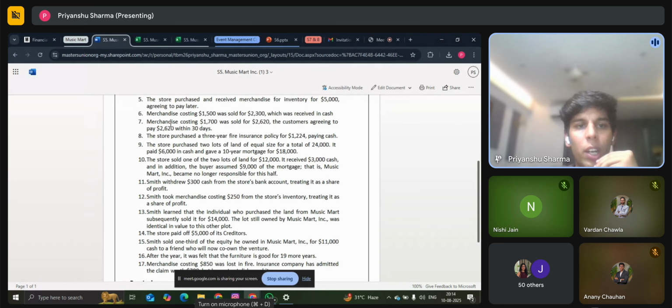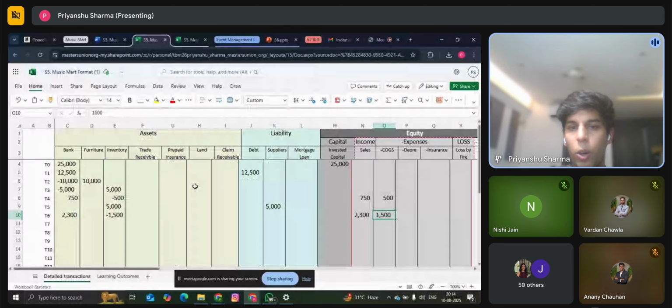For the 7th one, we have merchandise that costed us $1,700 and was sold for 2,620. The customers have agreed to pay 2,620 within 30 days. So again, we've sold some stock out of the business, and the money that was due for selling these goods from the customers was not received immediately. We're going to be receiving that in the near future.